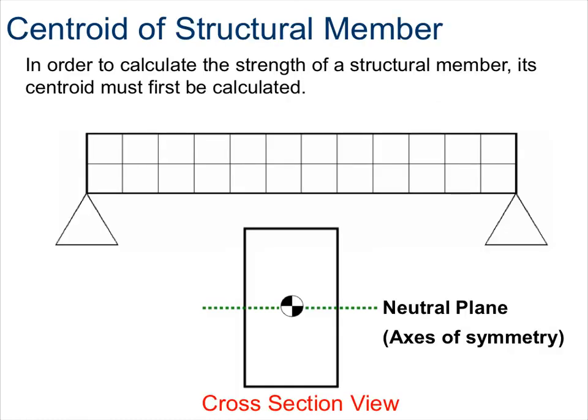To calculate the strength of a structural member, you must first be able to calculate its centroid. If the member is subject to pure bending and its stresses remain in the elastic range, which means that as it bends, it can go back to its original shape, then the neutral axis, when seen in 2 dimensions, or the neutral plane in 3D, of the member passes through the centroid of the section. The centroid is always again located on the axis of symmetry.